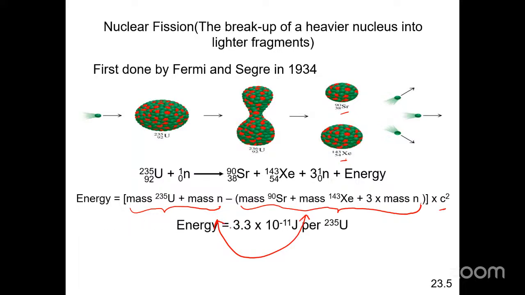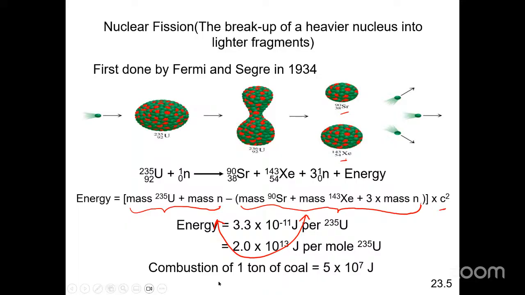So it turns out that when you put the numbers in and you do your calculation, the energy that is released per nucleus of uranium is 3.3 times 10 to the minus 11 joules. Now, if you were to extend that to per mole, 1 mole of uranium-235 is about 235 grams. So therefore, what you'll find is that the amount of energy released is 2.0 times 10 to the 30. Now, to compare that to some other energy source like coal, when you burn 1 ton of coal, the amount of energy released is 5 times 10 to the 7 joules, right?